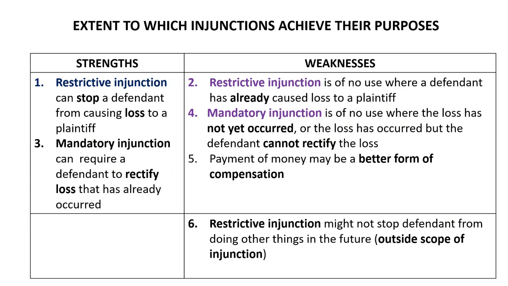So far, we have looked at the purposes of injunctions. Our second learning intention requires you to be able to discuss the ability of injunctions to achieve their purposes. On this slide, I've set out a table which describes the strengths and weaknesses of injunctions in achieving their purposes. You could use this table to assist you to answer a question which requires you to discuss the extent to which injunctions achieve their purposes.